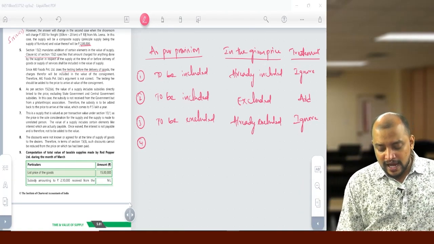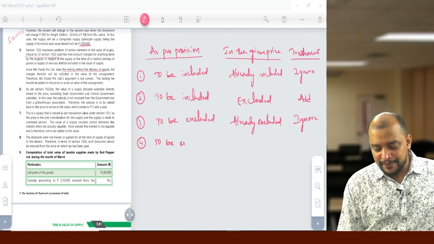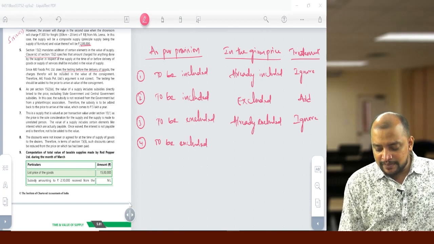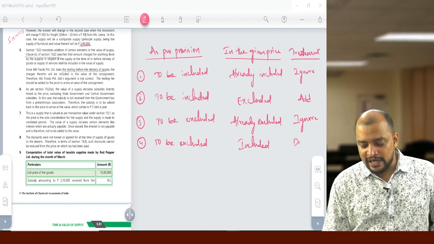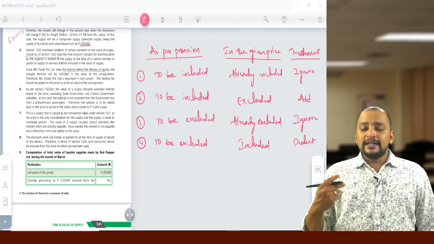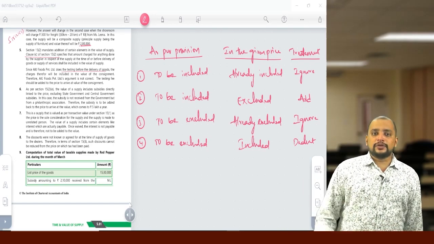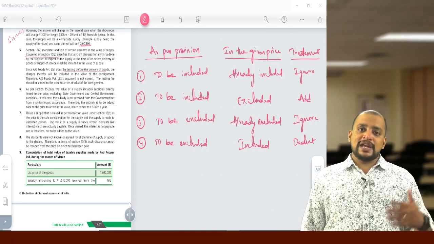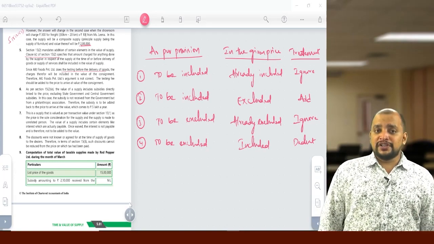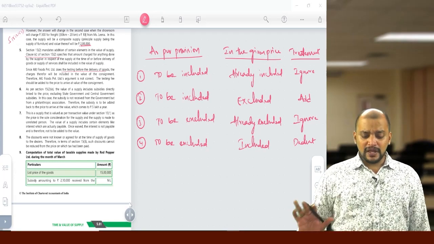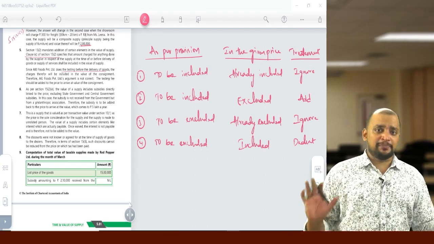Number 4, an amount is to be excluded, and in the given price it is included, so what we need to do? We need to deduct. For example, discount given before supply is to be excluded, and the given price is before discount, so we need to deduct. So these are the 4 points that we will apply.